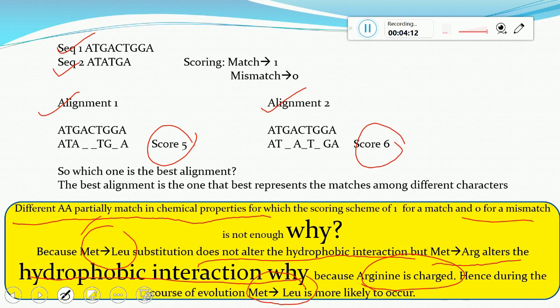What does it mean? It means that two amino acids are of different nature, or in different categories, like some are charged and some are uncharged. So if a charged amino acid is replaced with a charged amino acid during the course of evolution, then the probability of this happening is higher than a charged amino acid being replaced by an uncharged amino acid. That is why the scoring matrices were developed. So let's move forward.